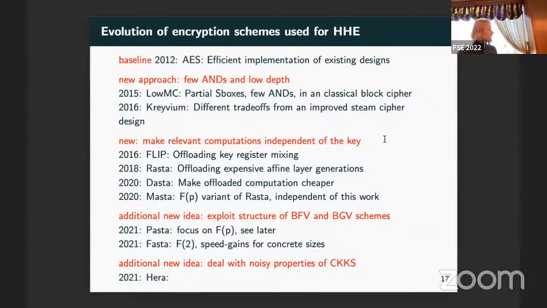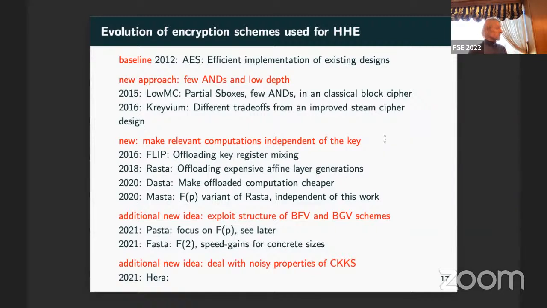What happened then later was that a new idea came into the field, namely to make cryptographically relevant computations independent of the secret key. That was first done by a design called Flip, where key register mixing was offloaded. In the Rasta design in 2018, we put more of the cryptographically relevant computations into this offloading, namely the affine layers, because it's very expensive to generate these affine layers for our designs on the fly. So that happened in 2018.